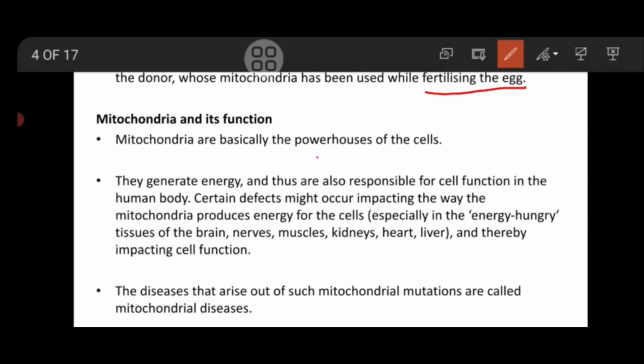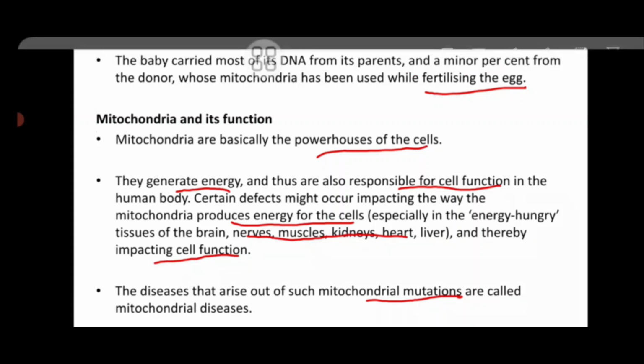See, mitochondria is basically the powerhouse of the cell. They generate energy and are responsible for cell function in the human body. Certain defects might occur impacting the way the mitochondria produce energy for cells, like the tissues in the brain, nerves, and muscles, and it impacts cell function also. The diseases that arise out of such mitochondrial mutation are called mitochondrial disease.